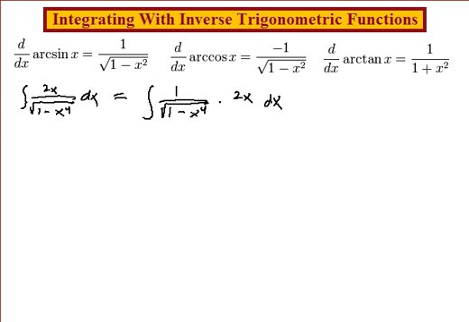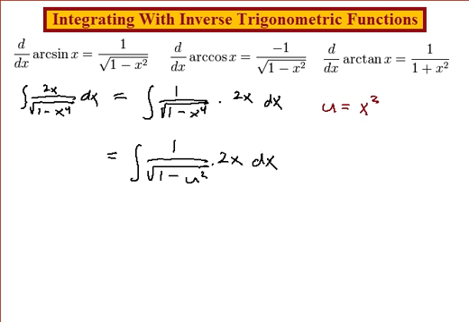Now it might be useful to think about this in terms of substitution. If we allow u to be x squared, then a little bit of magic is going to occur. In the denominator, we will have 1 minus u squared instead. If u is x squared, then du is 2x dx, which, sure enough, shows up in our integral, and we can continue to rewrite.